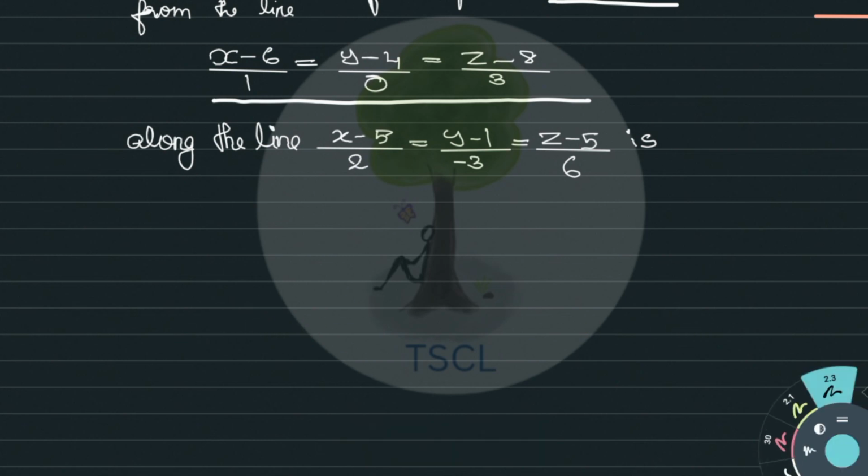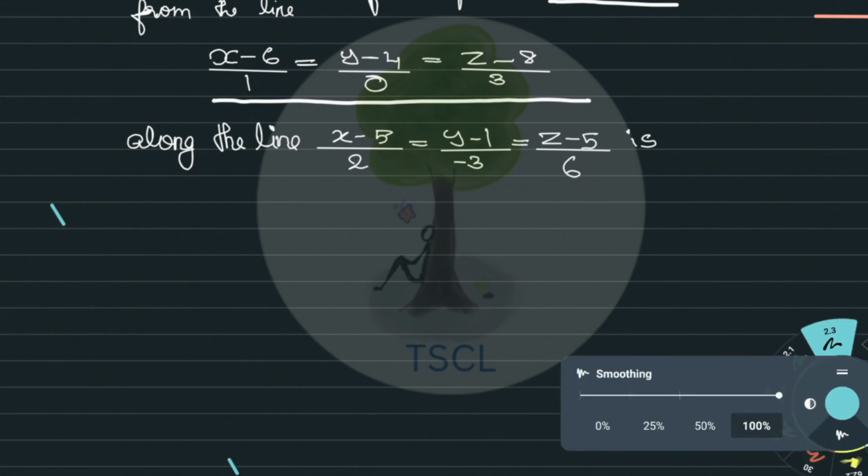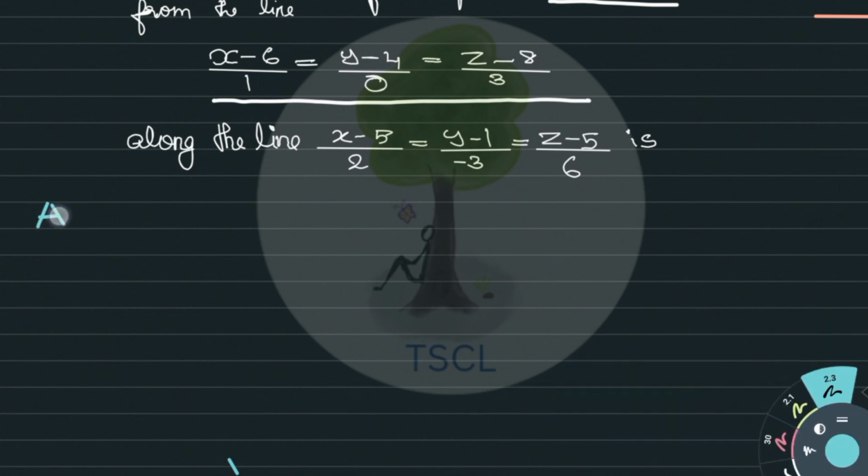Now let's start doing the question. For that, first let's write down the vector form of point B, and it will be 2 lambda plus 7 comma minus 3 lambda minus 2 comma 6 lambda plus 11.